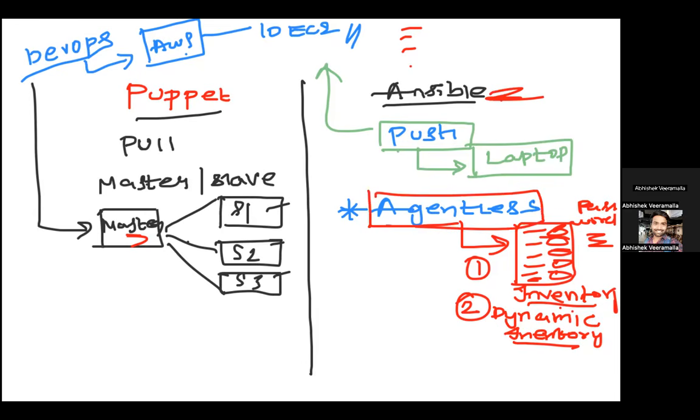Make sense? So this is about agentless architecture. What are the two things that we have discussed? If I am comparing Puppet with Ansible, or Chef with Ansible, Puppet was using the pull model, whereas Ansible is using the push model. Puppet is using the master slave architecture, whereas Ansible uses the agentless architecture. So these are the two things.